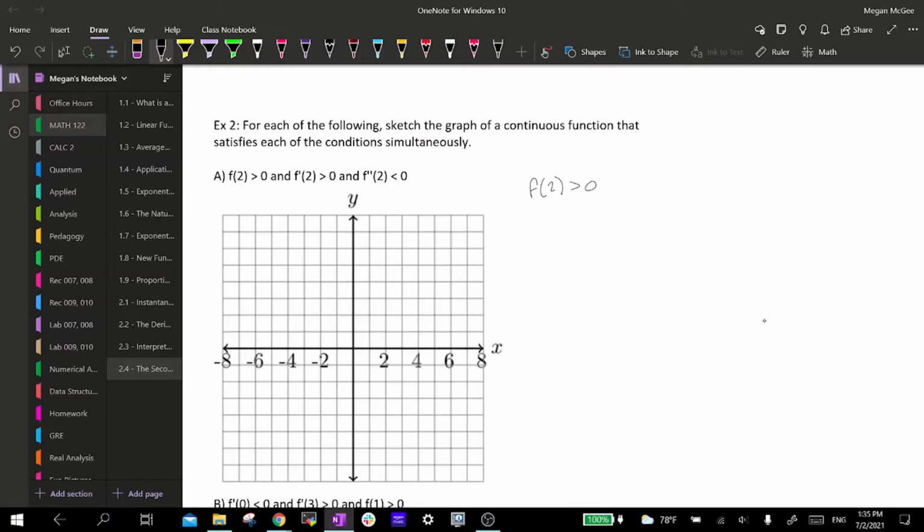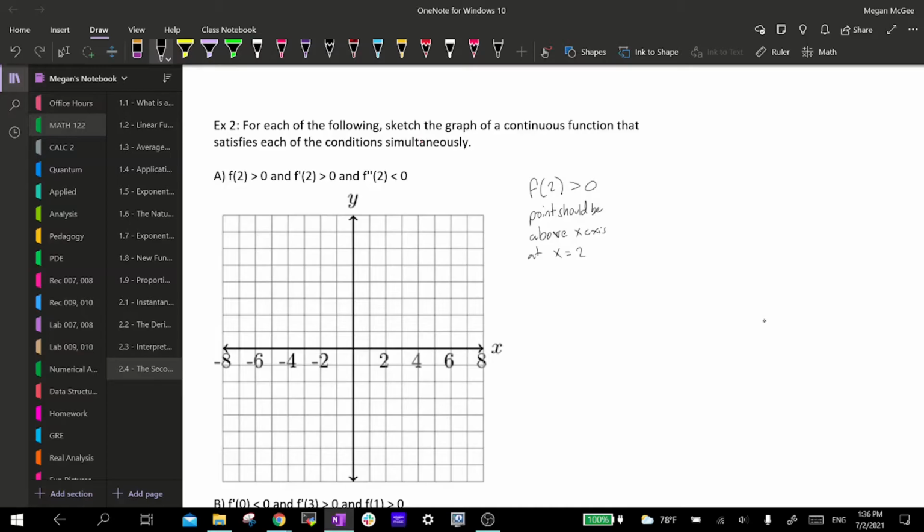So f of 2 being greater than 0, what does this tell us? Well, this says this is our y value when x is equal to 2. And the fact that it's positive tells us that we should be above the x-axis. So our point should be above the x-axis at x is equal to 2.